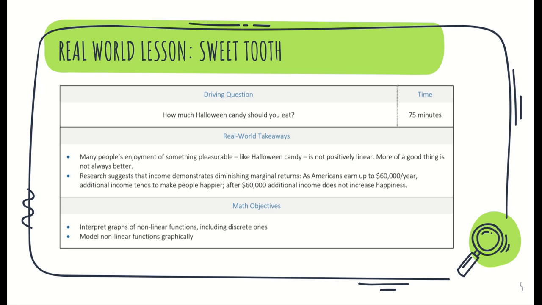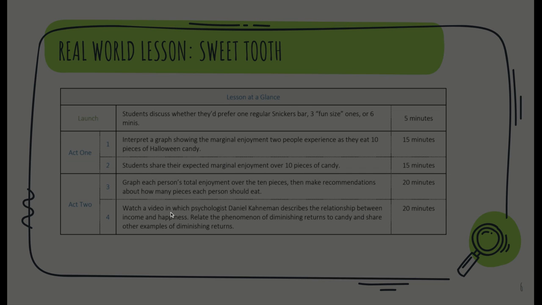I have picked 3 lessons for this unit that are cross-curricular and address 21st century skills. The first lesson, Sweet Tooth, scholars are going to figure out how much candy you should eat. They're going to learn many people's enjoyment of something pleasurable, like Halloween candy or income, is not positively linear. More of a good thing is not always better.